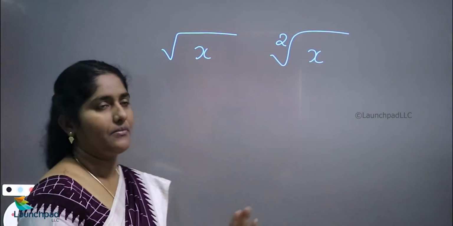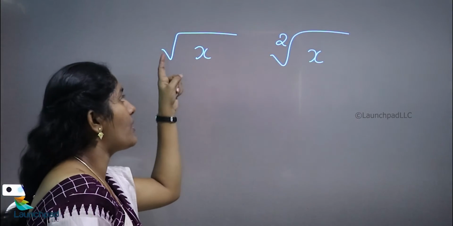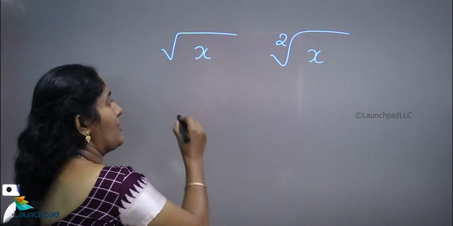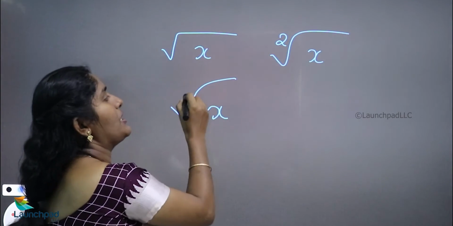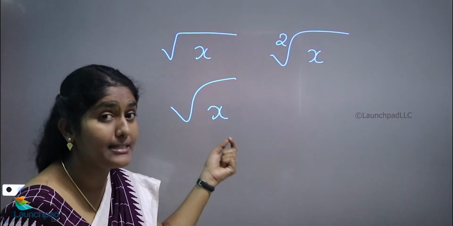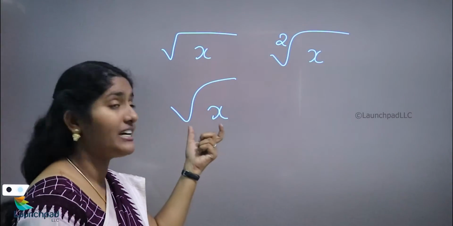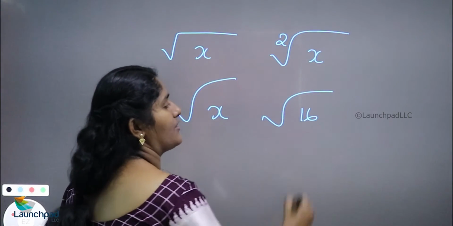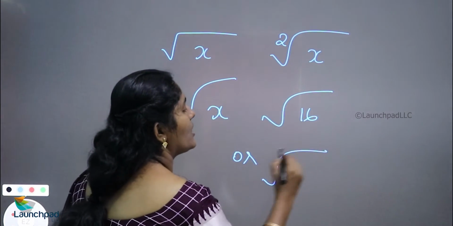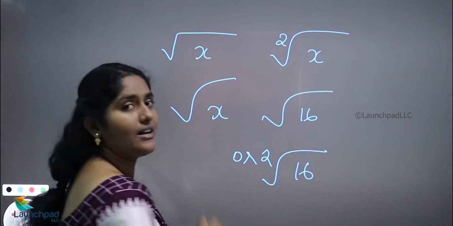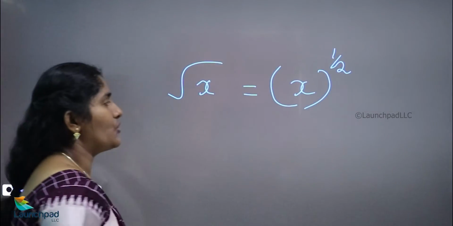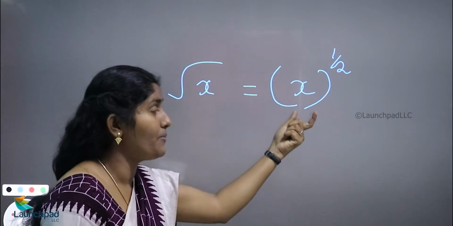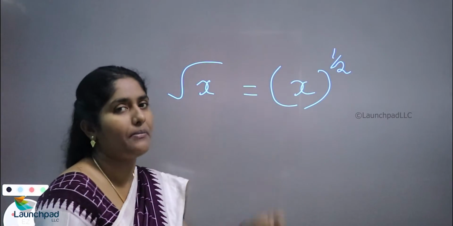Both are the same. This is called square root of x, and this is also called square root of x. A root which does not have any power value will be considered as square root. So square root of 16 or square root of 16, both are the same. The square root of x is also written in the format of x to the power of 1 by 2.